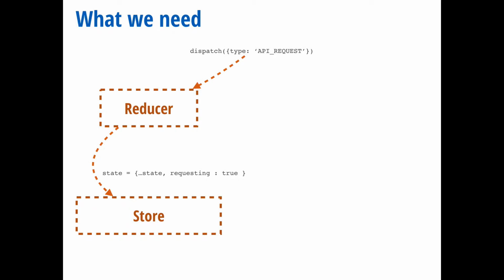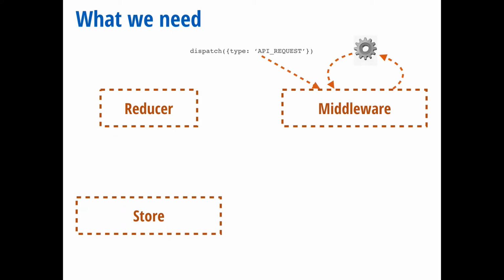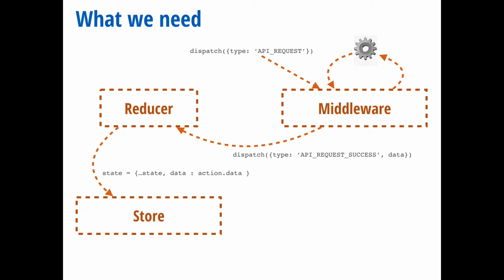So for doing an actual request, you will need to use a middleware. The middleware receives this action too, and does something, communicates with the outside world, and probably, it's not required, but probably it dispatches a new action: okay, it's a success, and the data is here. So the reducer gets this data and puts it into the store, or modifies this, not modifies, but produces a new version of the state.